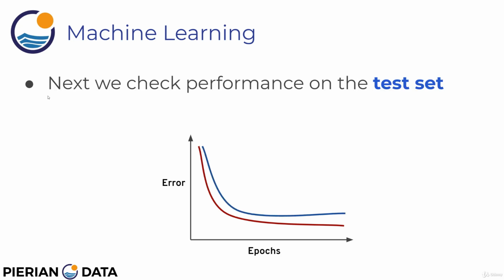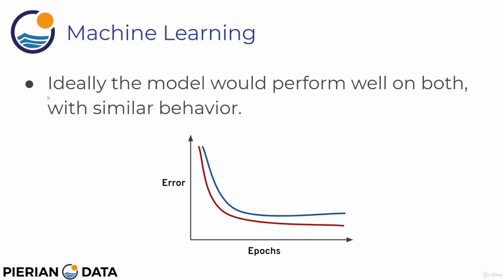Next, we check the performance on the test set. And in an ideal situation, you'll get similar behavior. The test set, as you train for more epochs on the training data, then your error on the test set will also decrease. So it should look the same. That's the ideal situation. So ideally, the model will perform well on both with similar behavior.